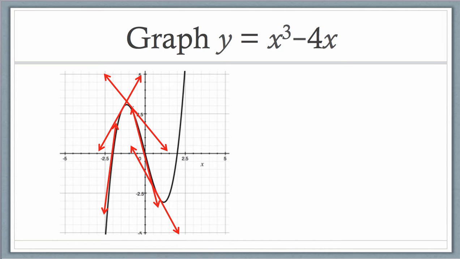I notice here that I change concavity. I go from concave down, where my tangent line is above the curve, to concave up, where my tangent line is now below the curve. So this point right here, x equals 0, is a point of inflection because I changed from being above to now being below.